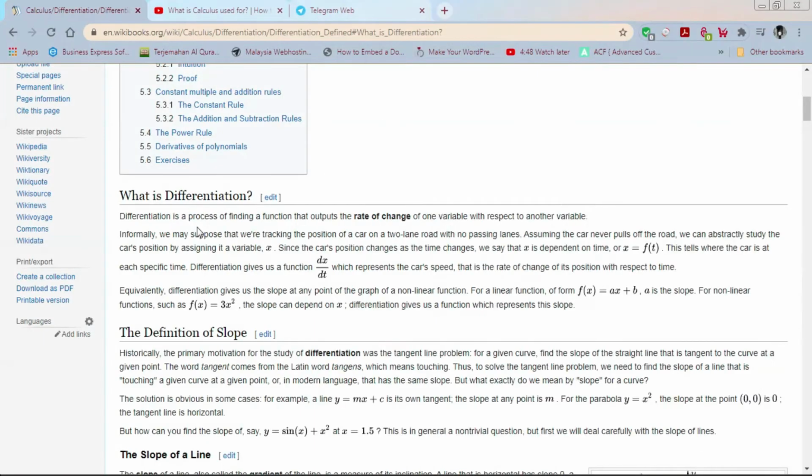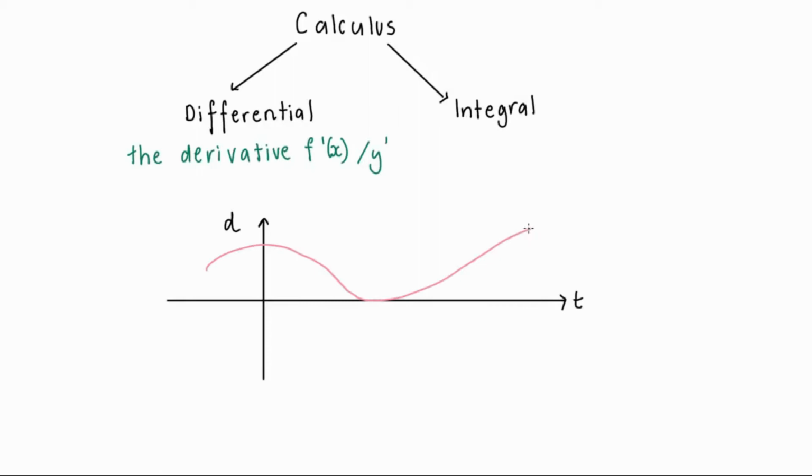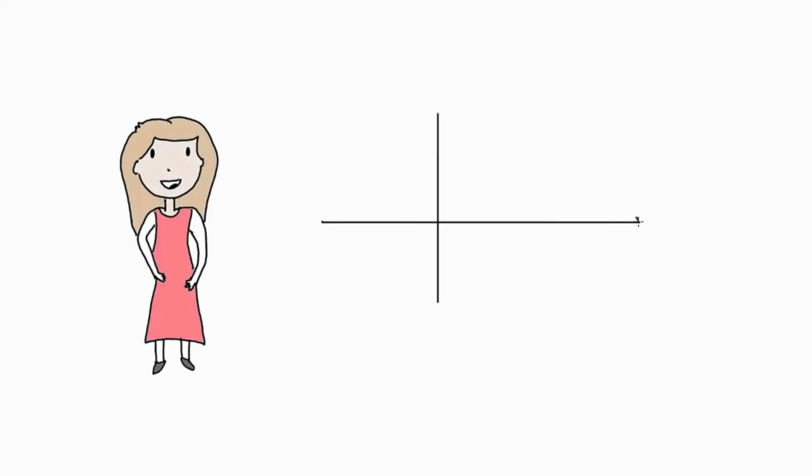Google says that differentiation is a process of finding a function that outputs the rate of change of one variable with respect to another variable. So for more explanation, let's enjoy this video. The first branch is differential calculus, and this involves the concept of the derivative of a function. This branch of calculus studies the behaviour and rate at which a quantity like distance, for example, changes over time.